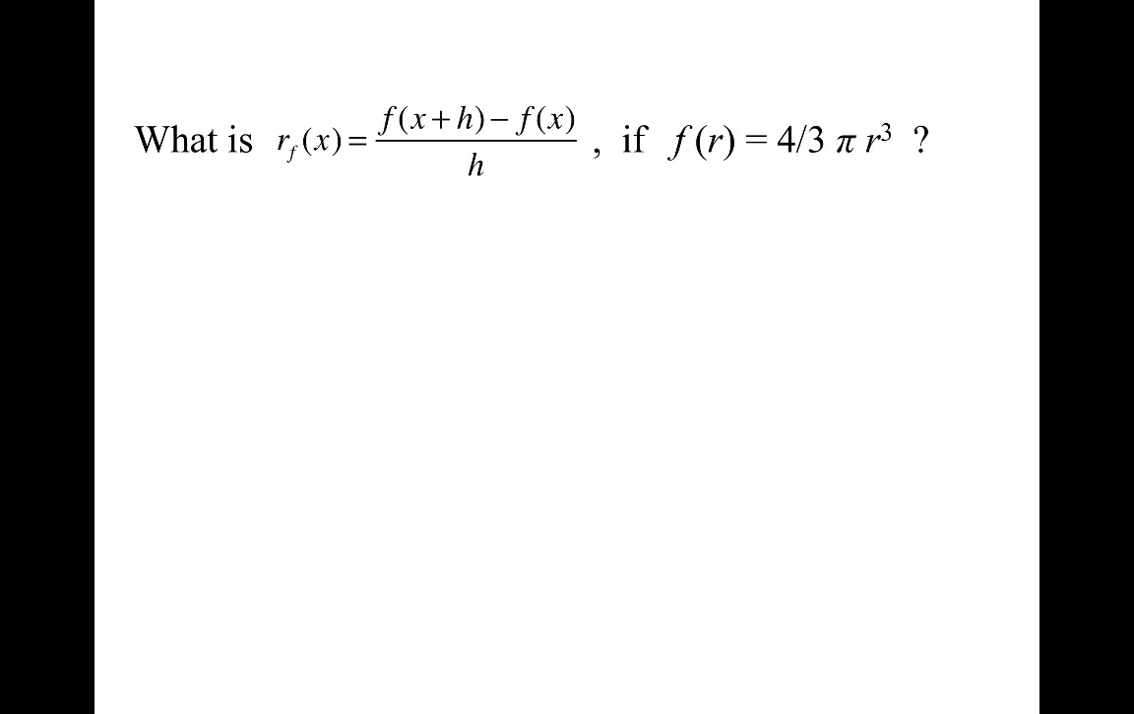So I'm going to start with what is f of x plus h? In order to say what is f of x plus h, I really want to say what does the rule 4/3 pi r cubed, what set of instructions is that to give us the value of the dependent variable? What does that tell us to do with the independent variable to get the corresponding value of the dependent variable?